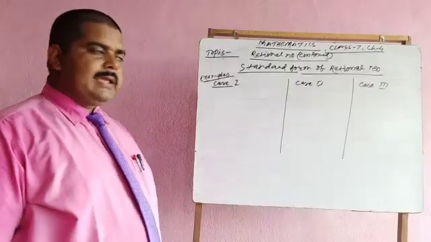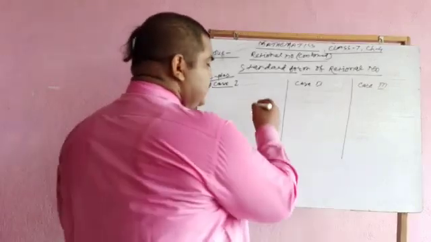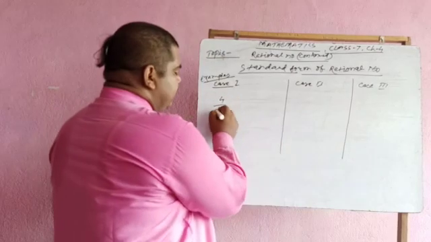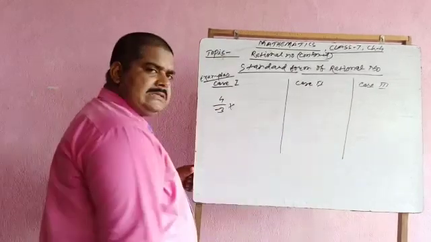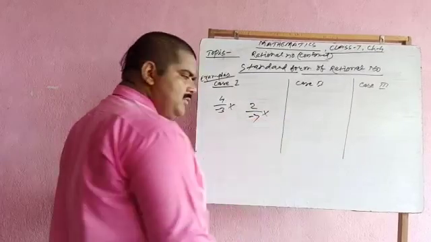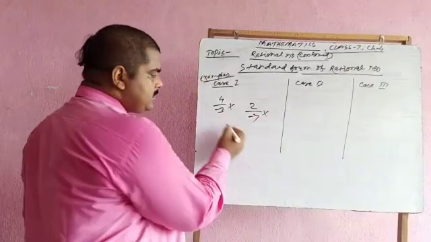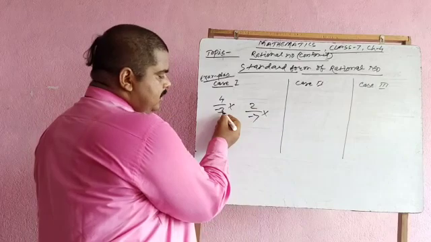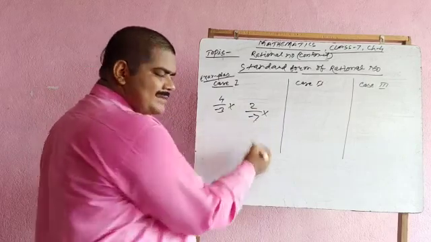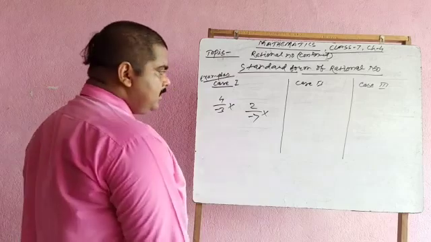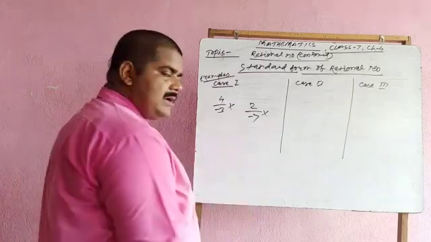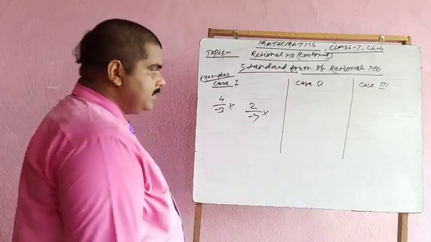Let's check by examples. Case first: the denominator cannot be negative. For example, 4 upon minus 3 is not called a standard form, or 2 upon minus 7. It is not the standard form because the denominator is negative in these cases. So the first thing to keep in mind is that the denominator cannot be negative.